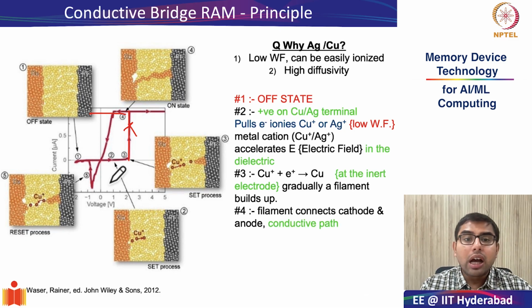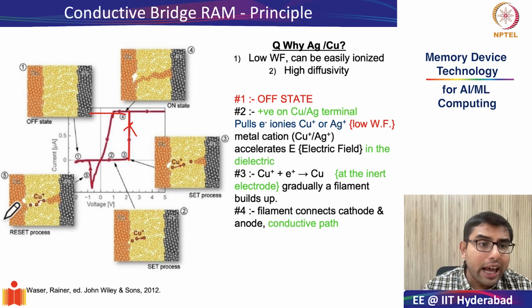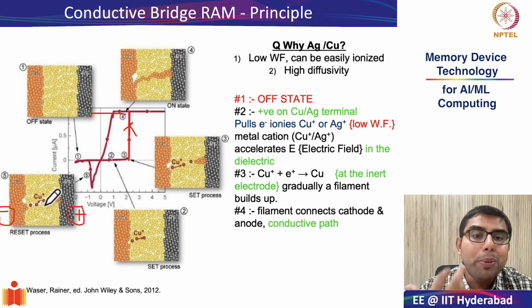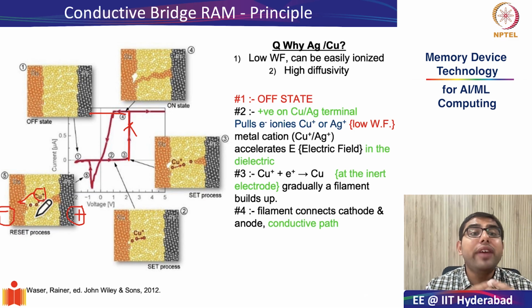Next, we will see how the filament gets dissolved. The filament gets dissolved by exactly the opposite process. Now, by switching the polarity, making sure that your active material has negative and your inert material has positive polarity, the exact opposite process starts happening, which is that copper loses an electron, becomes Cu plus and drifts towards the negative terminal, thereby dissolving the filament.